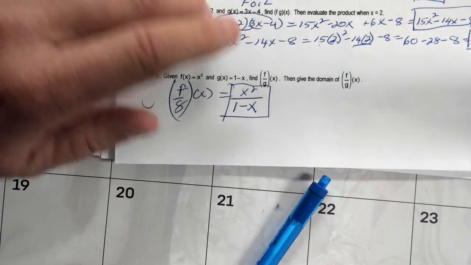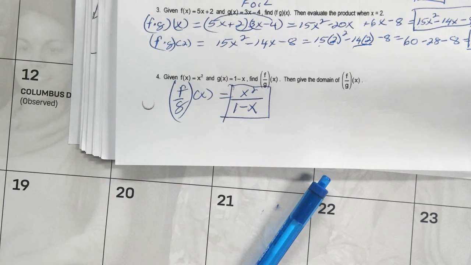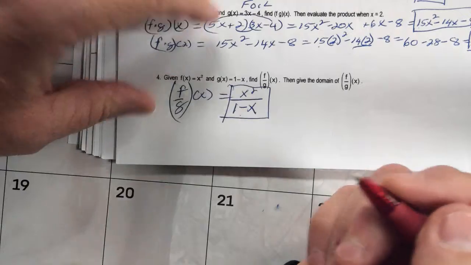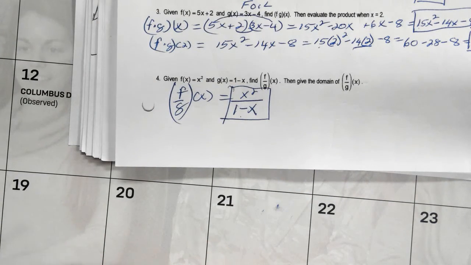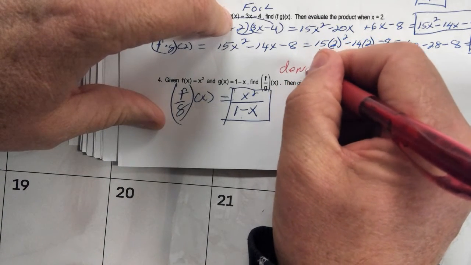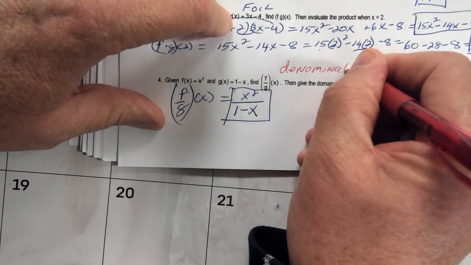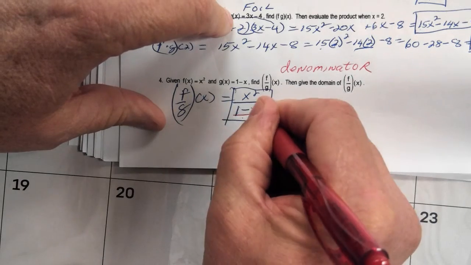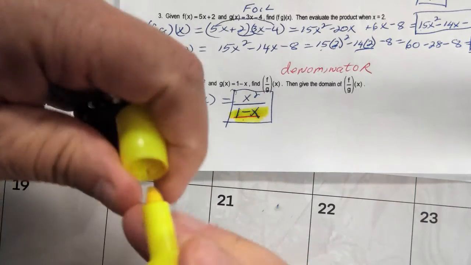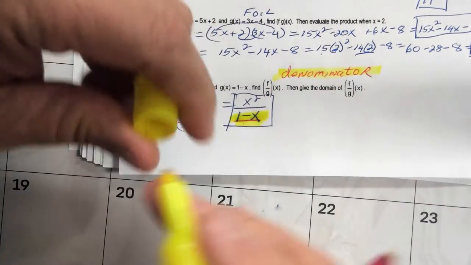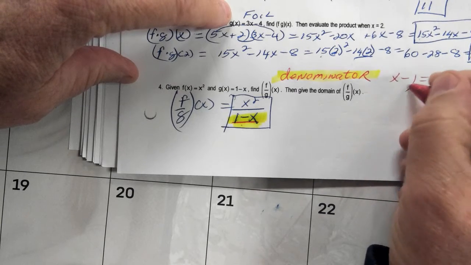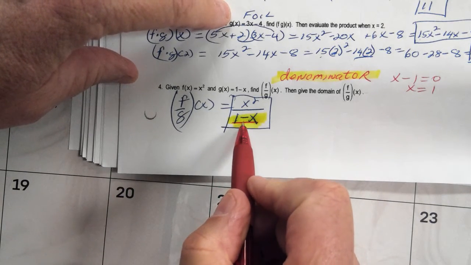What's the domain? When you're finding domain, where do you look? The denominator. What is the denominator? The 1 minus x. Yeah, you're looking right there. People better know what a denominator is. That's another vocabulary word. So we go x minus 1 equals 0. X is 1. If you let x equal 1 there, it's undefined.